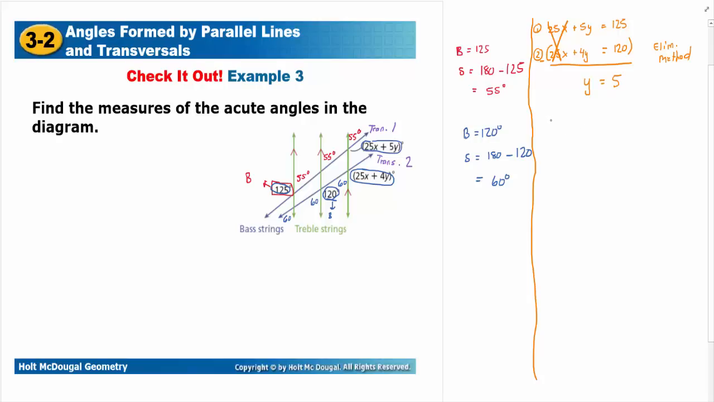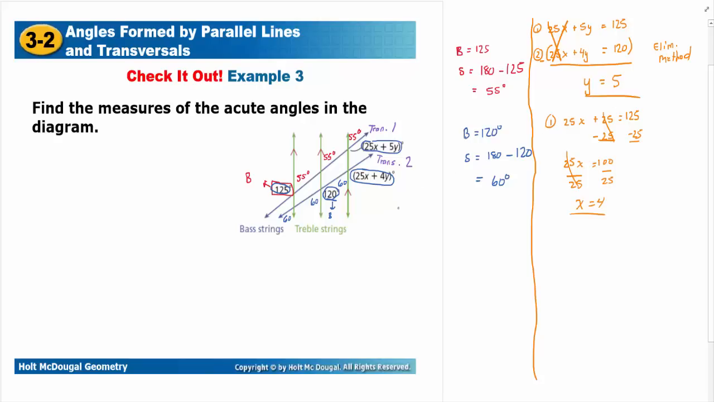If you know what y is, I can use equation 1, I don't care, and I can plug that back into my equation to find x. 25x plus 5 times 5 is 25. That's going to equal 125, and we can solve this for x. So subtract 25 from both sides. So 25x equals 100, and finally divide by 25, and x equals 4.